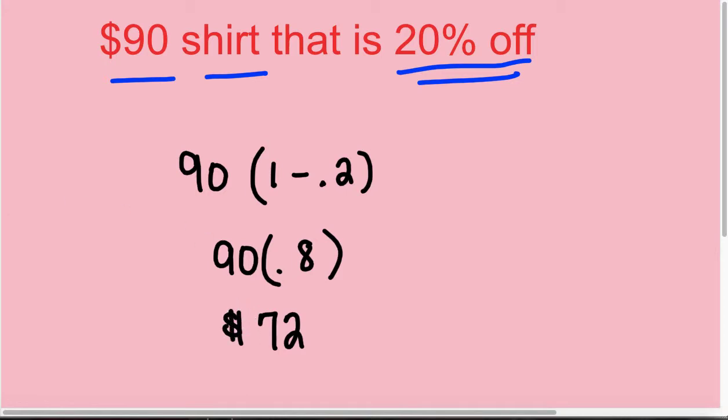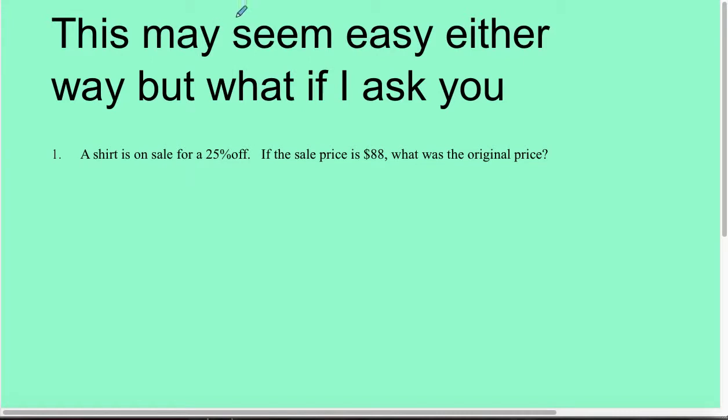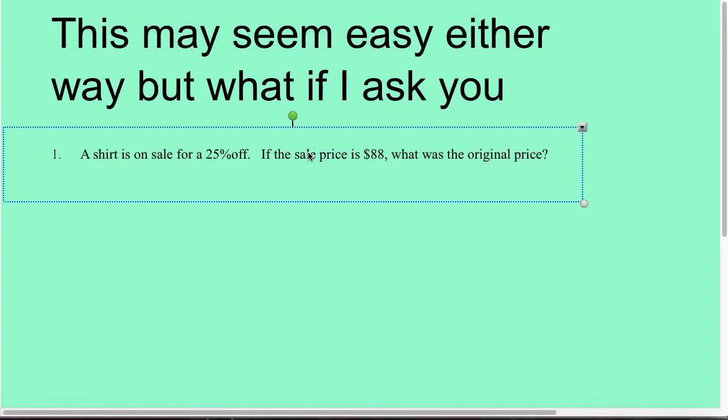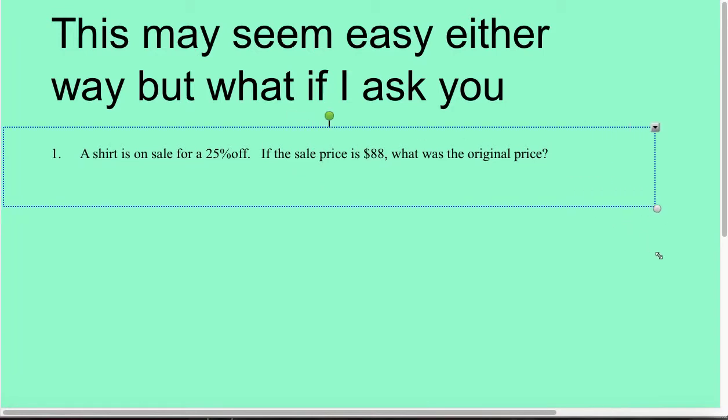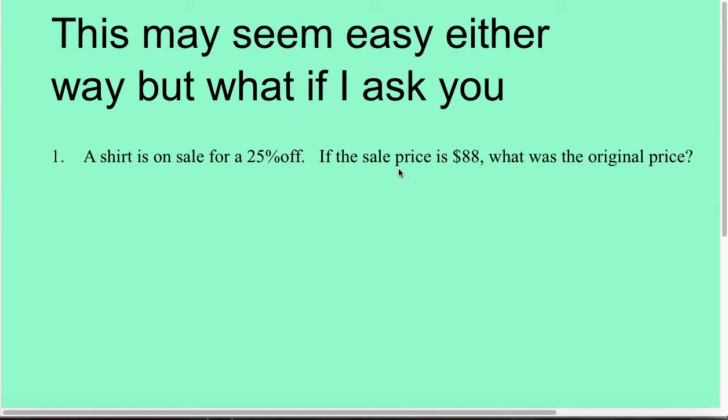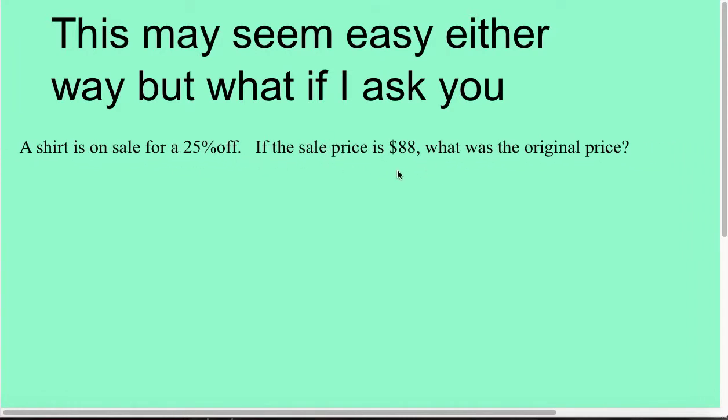Okay? All right. Now, you might say, Coach Fred, either way, they're easy. Either way, I don't mind doing the extra step, and that's all fine. Except sometimes you can't use this concept. You have to kind of work backwards. So that may seem easy, but what if I asked you something like this? A shirt is on sale for 25% off. If the sale price is $88, what was the original price?